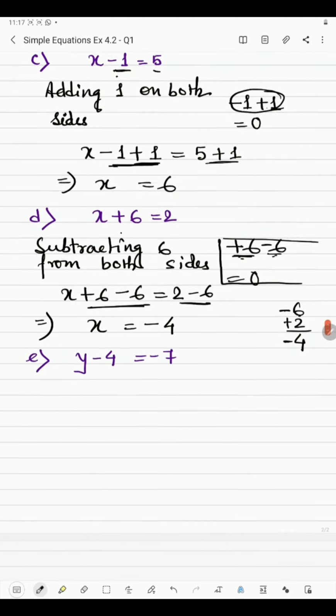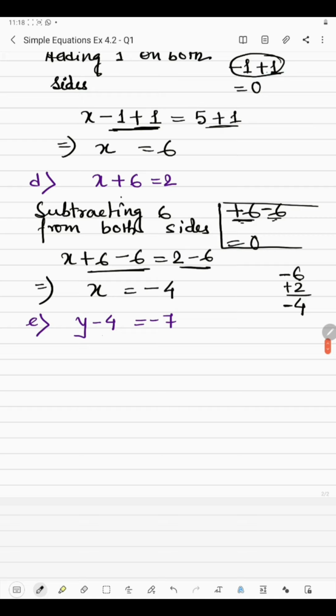Now in the next part we have y minus 4 is equal to minus 7. So we will have to remove this constant from the variable y. So minus 4 is there. What should we take to remove this constant? We will have to take the opposite sign but the same number. So here minus 4 was there. If you take plus 4, then plus minus minus, so 4 minus 4 is 0. So that means we will have to take 4 on both sides.